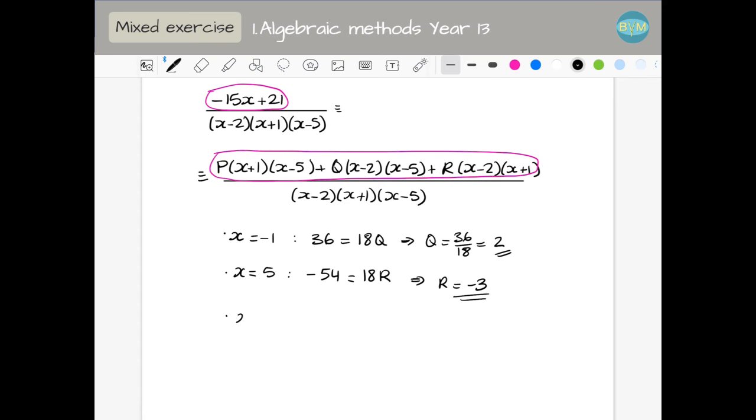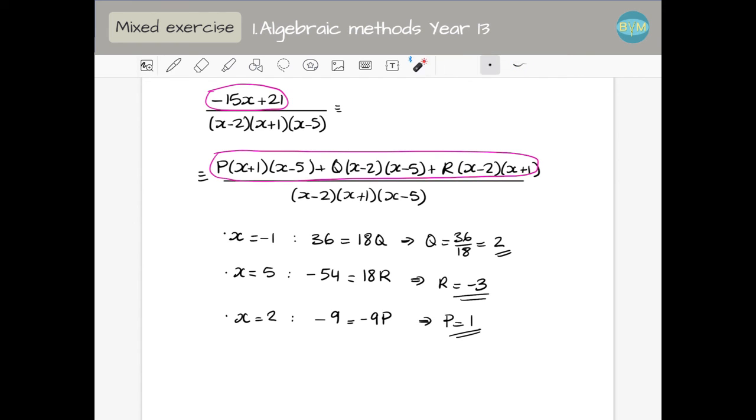And then the last value I'm going to substitute is the one that makes this bracket 0, yeah, which is 2. x equal to 2. The left side, I have minus 15 times 2, which is minus 30, plus 21, which is minus 9, is equal to, this bracket is going to be 2 plus 1, 3. 3 times 2 minus 5 is minus 3, so minus 9 times p. And the other two brackets are going to be 0. So this one is 0, this one is 0. So p is going to be 1.